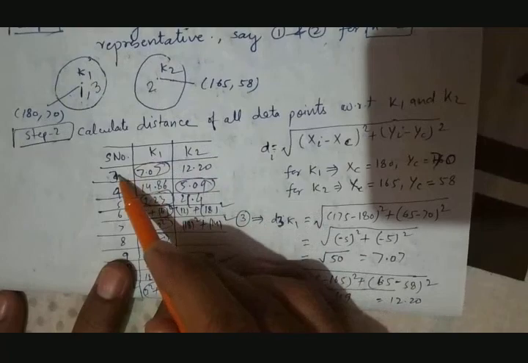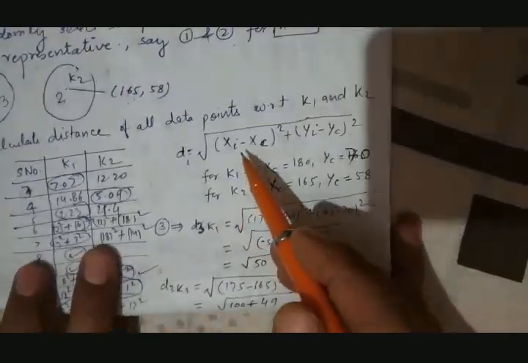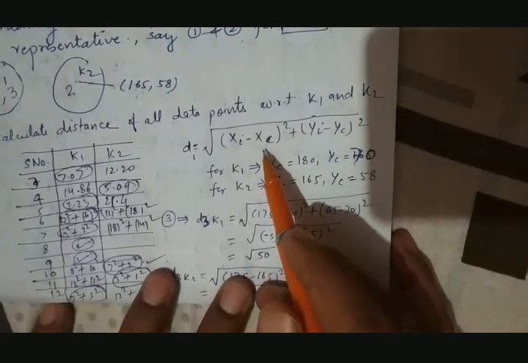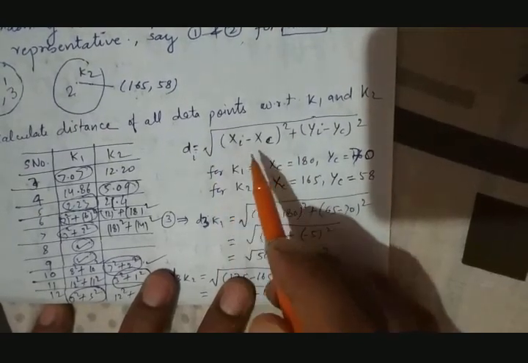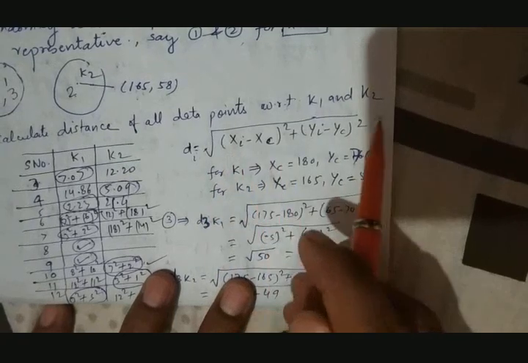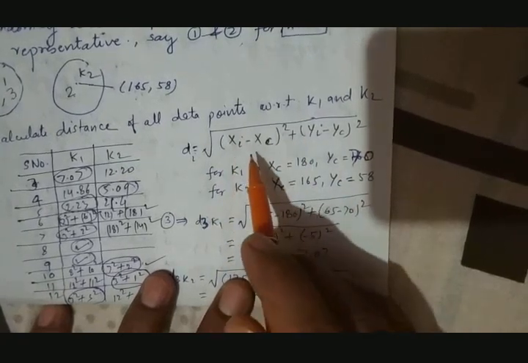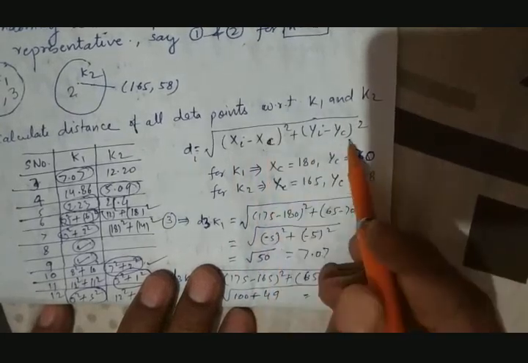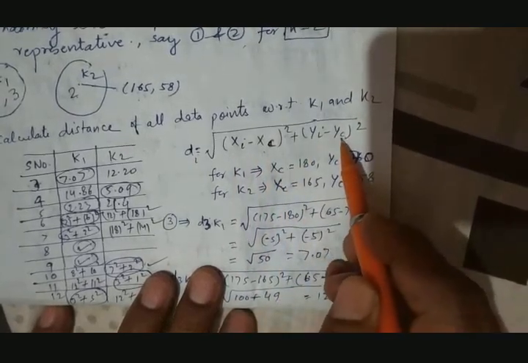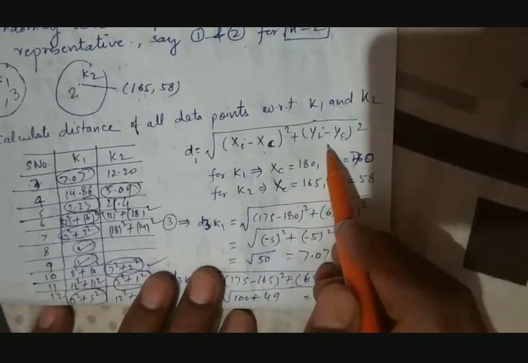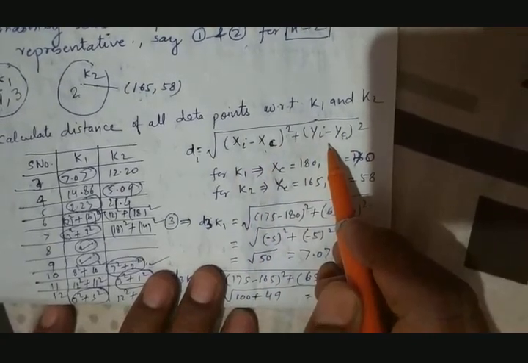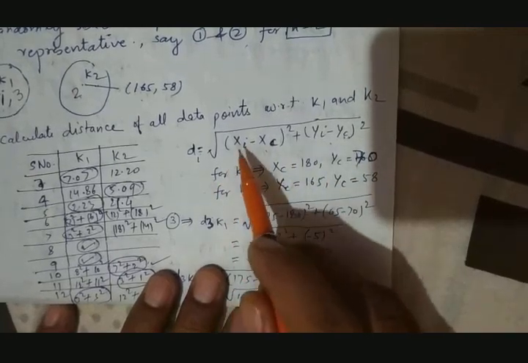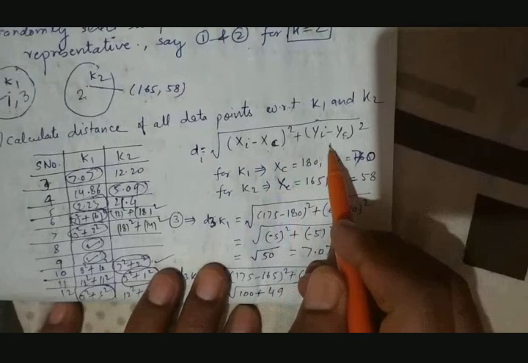Just see here, data point 3. How will we calculate the distance? The distance will be calculated using the Euclidean distance formula. It is a very simple formula. Suppose xi and yi are the coordinates of the data point, and xc and yc are the coordinates of the center, which will be the coordinates of K1 or K2. So the formula is the square root of (xi minus xc) whole square plus (yi minus yc) whole square.